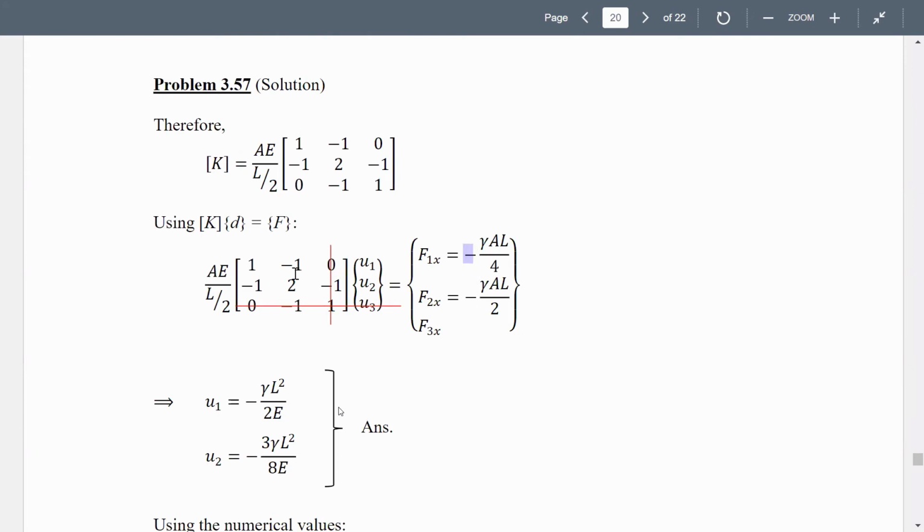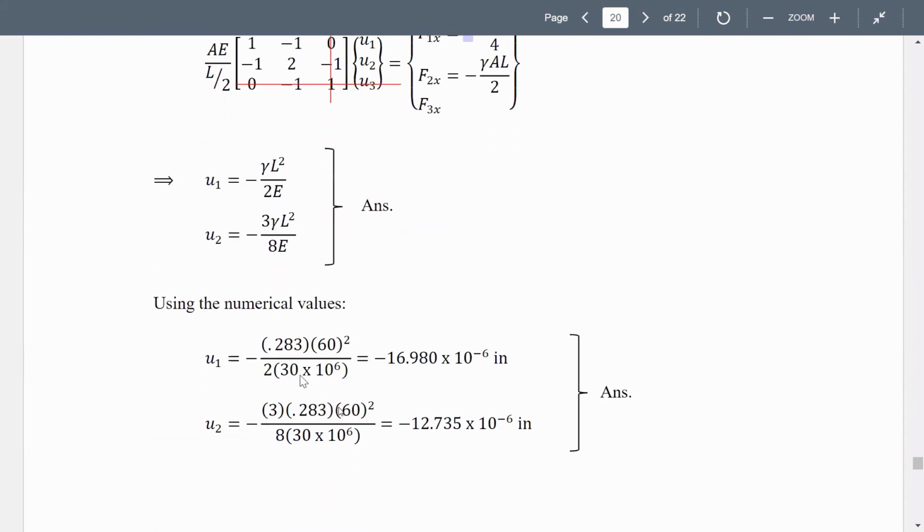And that's it, with these two equations and two unknowns. These are the displacements: gamma L squared over 2E. If we plug in the numbers for gamma and length, these are the displacements of node 1 and 2. It is this.